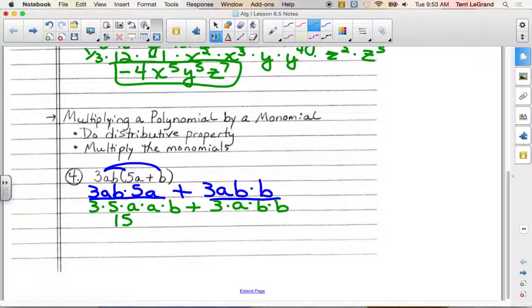I can't hear you. A squared b plus. What's the second multiplication become? 3ab squared. Okay? How are you feeling about that?